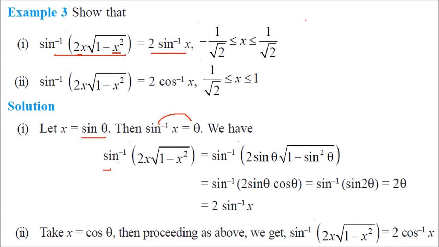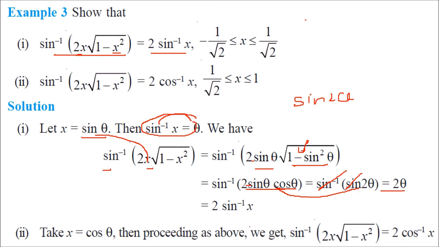Take this equation. Sine inverse 2x under root 1 minus x square, we have taken x as sine theta. So 2 into sine theta under root 1 minus sine square theta. This under root 1 minus sine square theta is what? Cos square theta. So cos square theta under root is cos theta. 2 sine theta cos theta is nothing but sine 2 theta. This can be written as sine 2 theta. Sine inverse cancelled. 2 theta. But what was theta? This is equal to 2 sine inverse x.